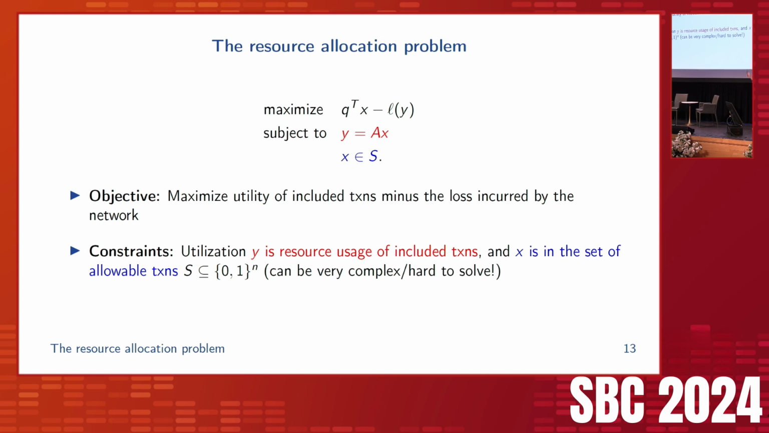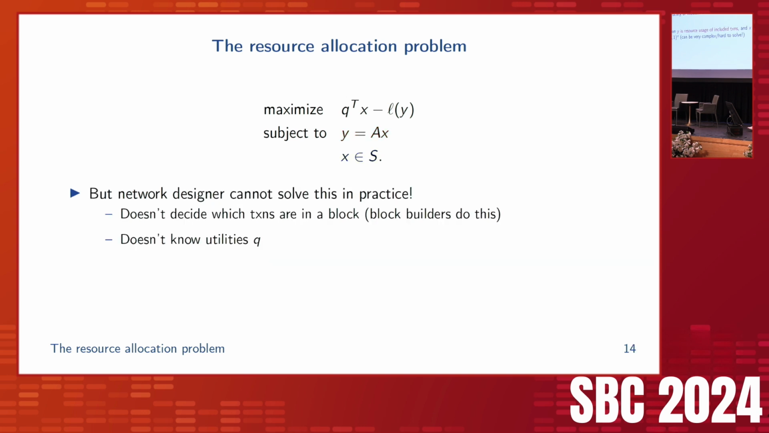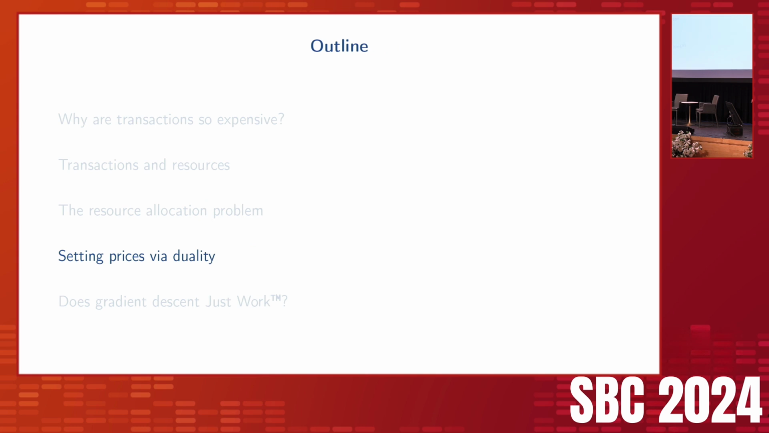And of course, this set S might be very complicated, but we're going to see we're able to outsource the complexity of that to the block builders. So as I mentioned earlier, the network designer doesn't actually solve this in practice at all. The network designer doesn't decide which transactions are in the block. The network designer doesn't know the utilities. And because of this, we're going to lean on duality theory to set prices so that this problem is solved optimally on average, and prove that this is indeed the case.